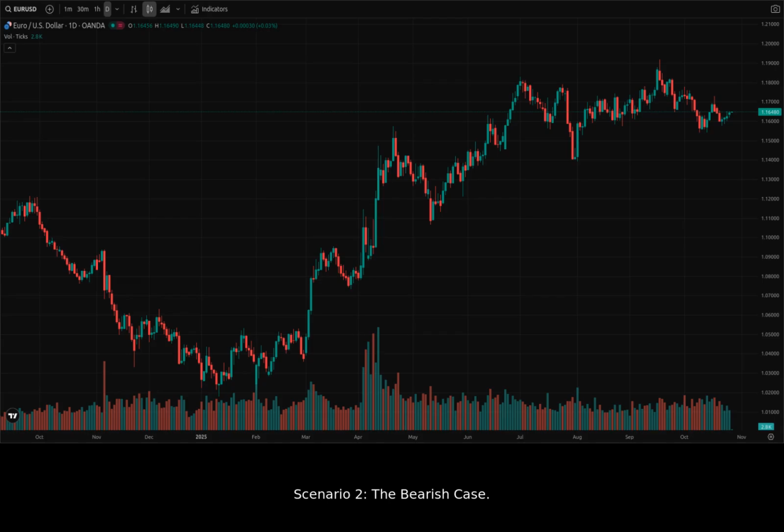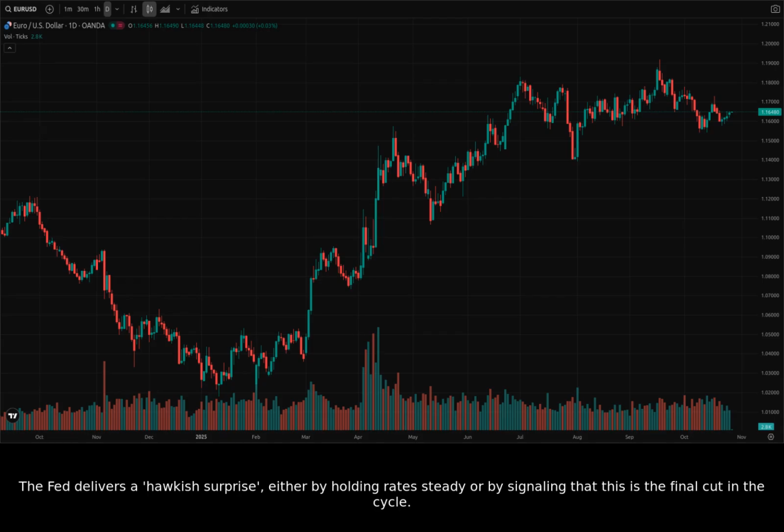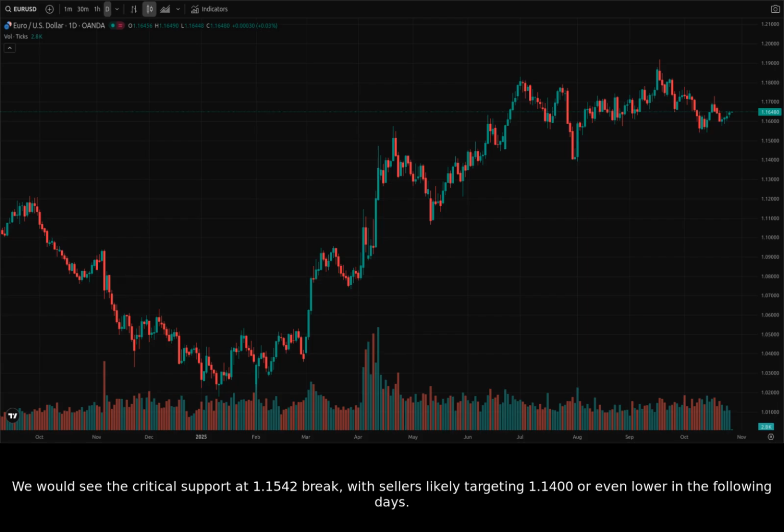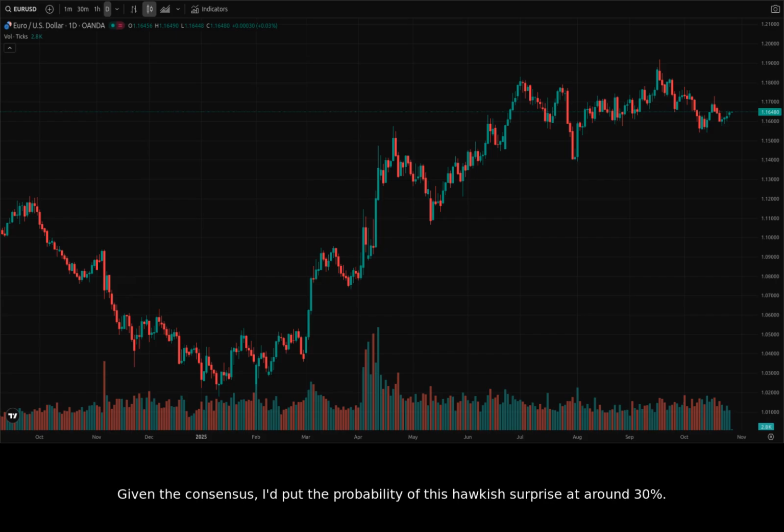Scenario 2. The bearish case. The Fed delivers a hawkish surprise, either by holding rates steady or by signaling that this is the final cut in the cycle. This would cause a strong dollar rally. We would see the critical support at 1.1542 break, with sellers likely targeting 1.1400 or even lower in the following days. Given the consensus, I'd put the probability of this hawkish surprise at around 30%.